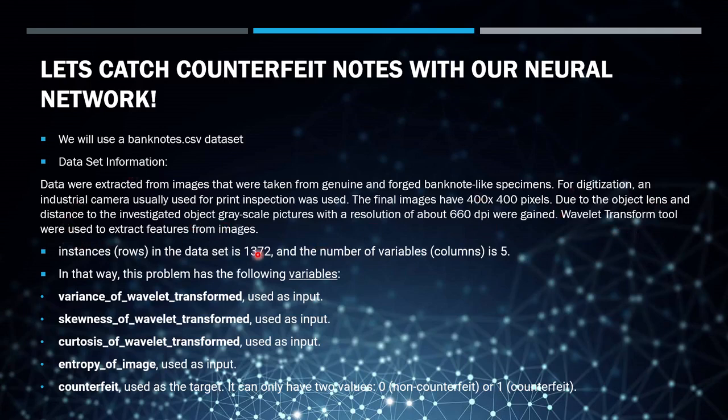What were those features? We will use those particular features as our x values here. So we had the variance of the wavelet transform used as input. We have the skewness. These are statistical terms. We have the kurtosis. We also have the entropy of the image, which is used as input. And our last column is counterfeit, which has two values, 0 or 1. If it is 0, it is a non-counterfeit note, and if it is 1, it means it is counterfeit currency.